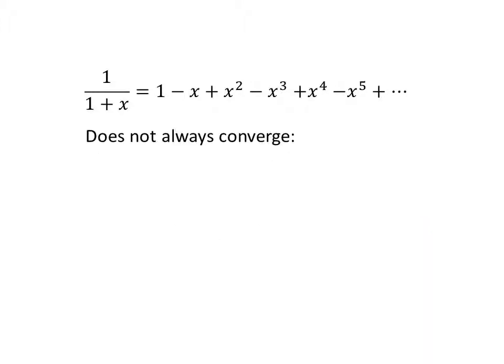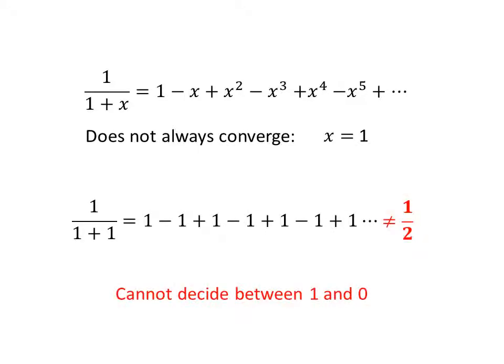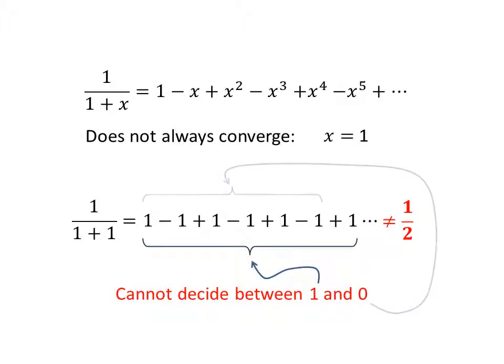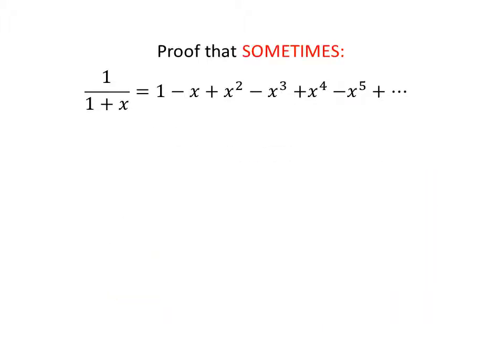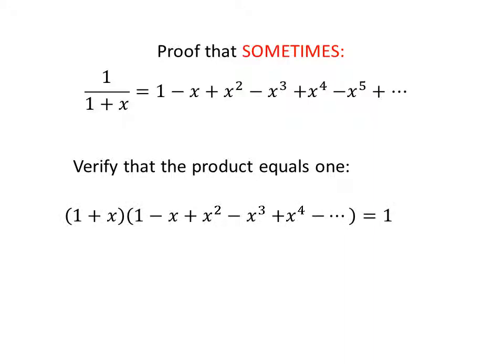We have to be careful with power series. They don't always converge. For example, if x equals 1, we get an alternating power series that seems to be unable to make up its mind between whether it is 1 or 0. But if this series does converge, we can prove this identity by establishing that this product equals 1, and we do it using the distributive law.